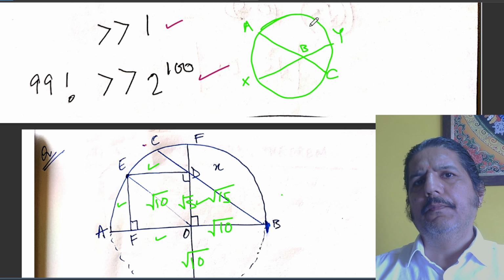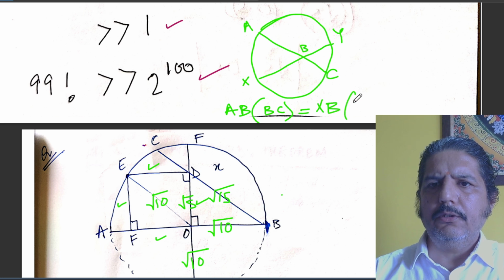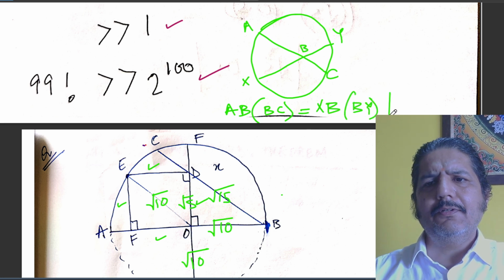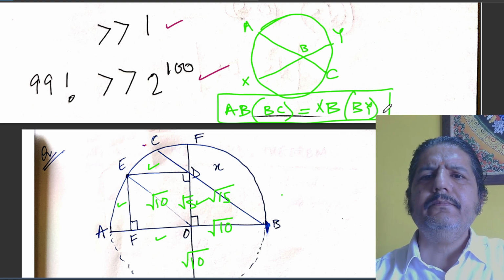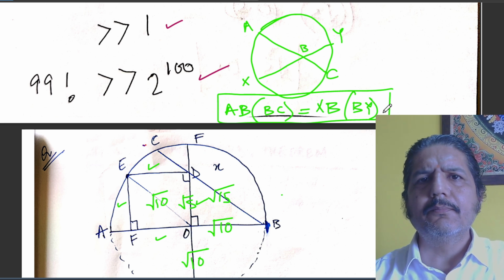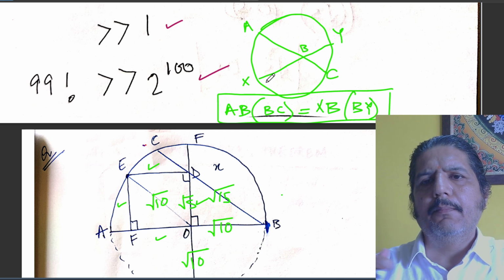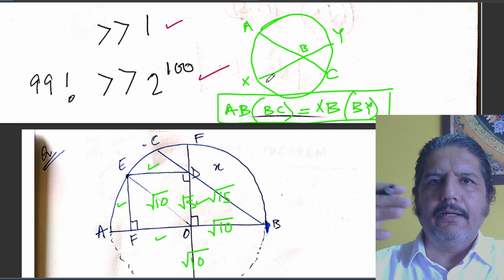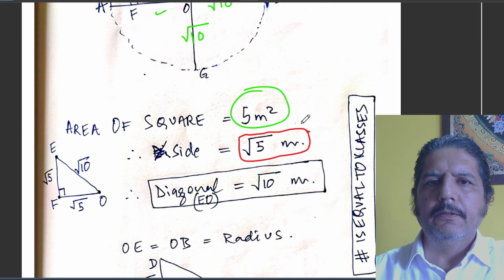So all the intersecting chord theorem says is that AB into BC would be equal to XB into DY. It's a simple theorem, part of the ICSE syllabus, so pretty simple to prove also. Maybe in this lecture, in the comment section, I'll put the proof of this theorem also. It's a pretty simple proof.